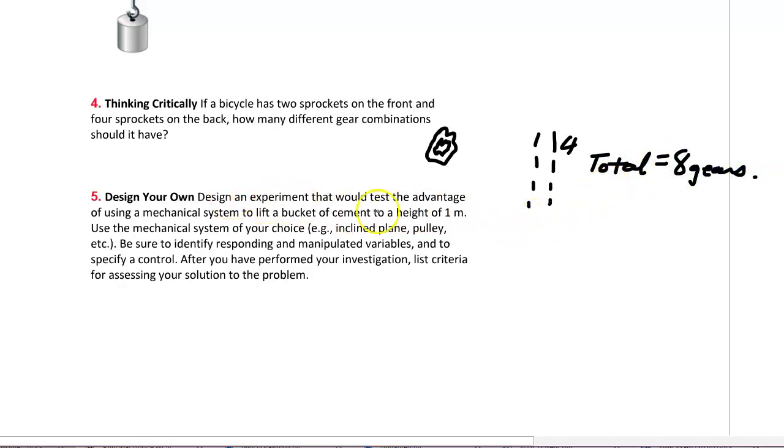Number 5, design an experiment that tests the advantage of using a mechanical system to lift a bucket of cement to a height of 1 centimeter. Use a mechanical system of your choice. So really, the key thing here is to design an experiment that tests the advantage of a mechanical system. Really what you're looking for is to determine the mechanical advantage.